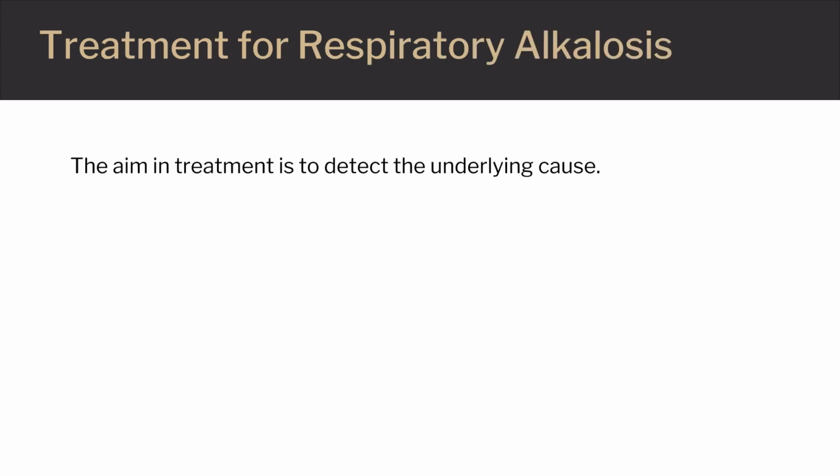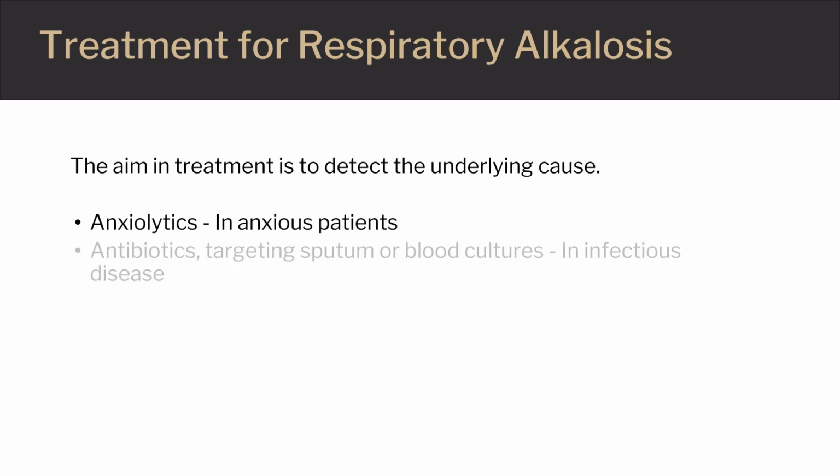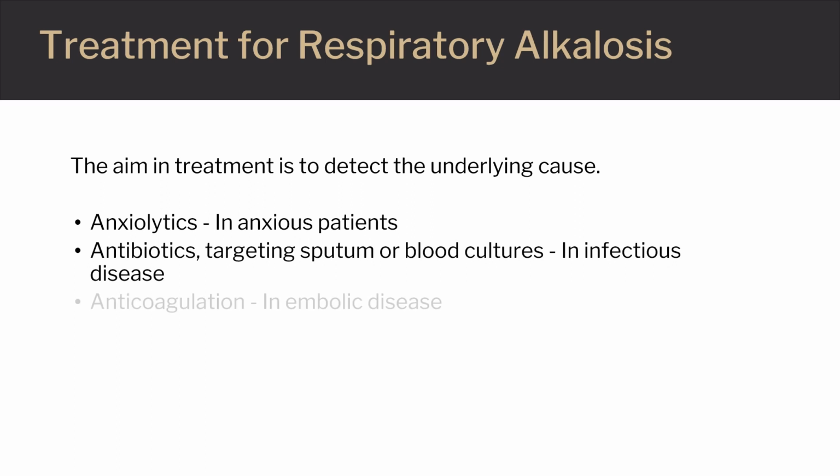Treatment for respiratory alkalosis depends on the underlying cause to reduce hyperventilation. Treating the condition is a matter of raising carbon dioxide levels in the blood. Respiratory alkalosis is very rarely life-threatening, though pH levels should not be greater than 7.5. When PaCO2 is adjusted rapidly in individuals with chronic respiratory alkalosis, metabolic acidosis may occur. In anxious patients, anxiolytics may be necessary. In infectious diseases, antibiotics targeting sputum or blood cultures are appropriate. In embolic disease, anticoagulation is necessary.